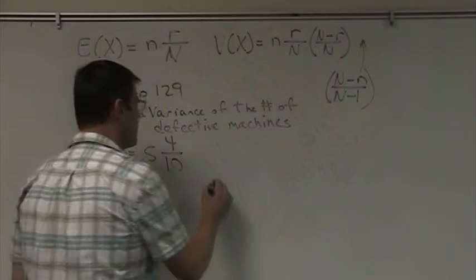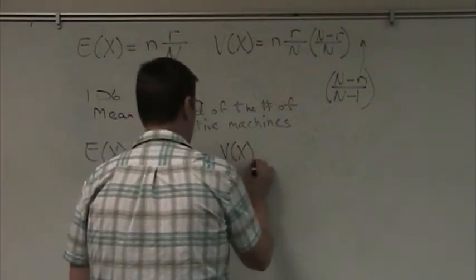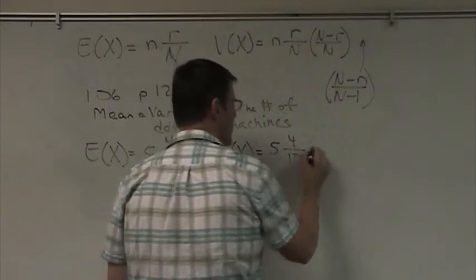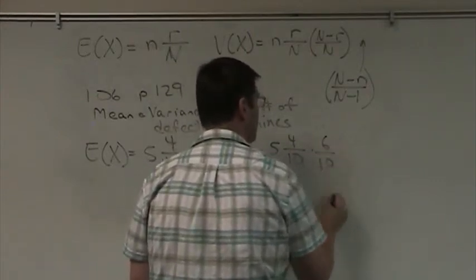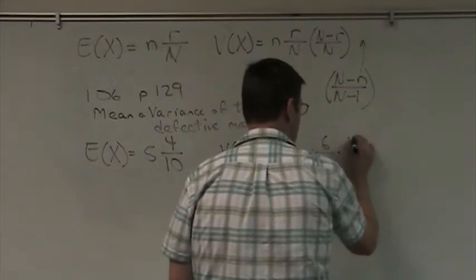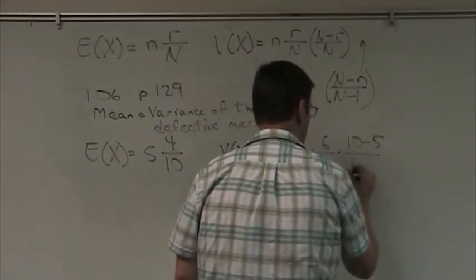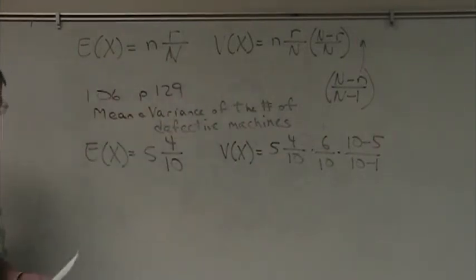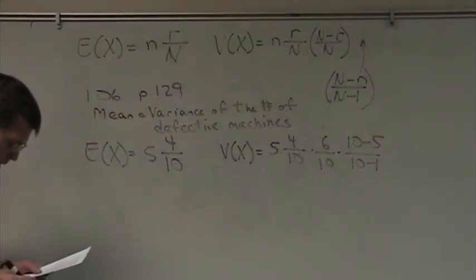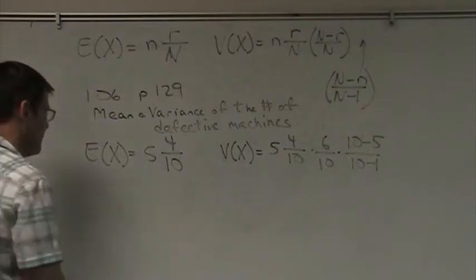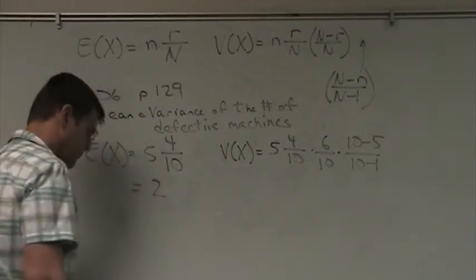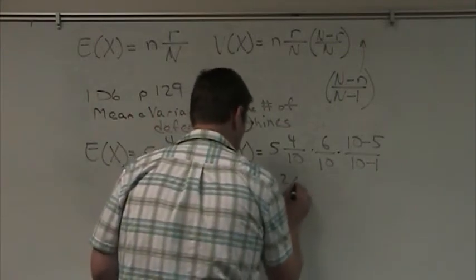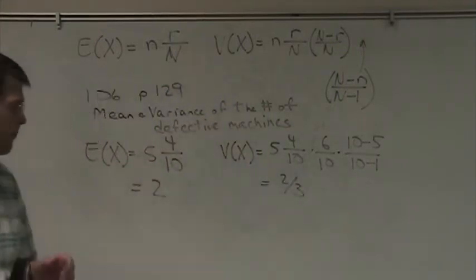For the variance of x, we've got 5 times 4 over 10 times 6 over 10 times 10 minus 5 divided by 10 minus 1. If we grind those out, turns out that the mean is 2, and the variance works out to be 2/3.